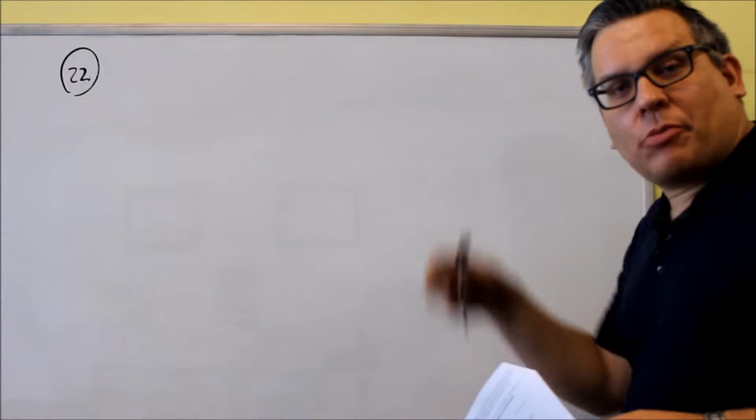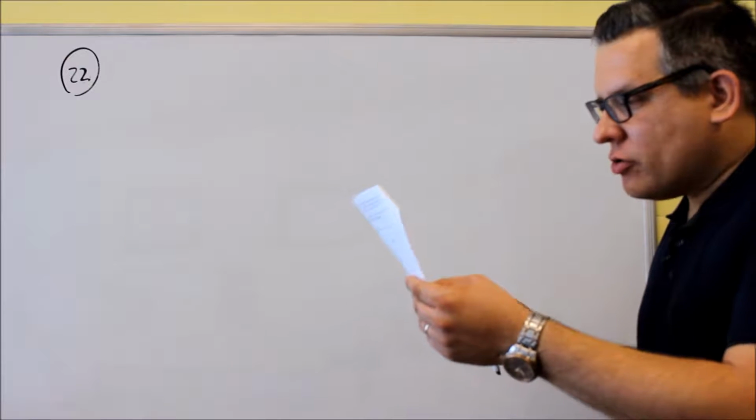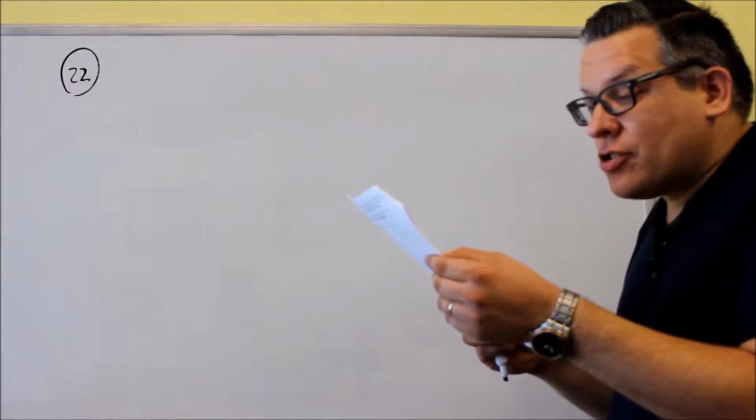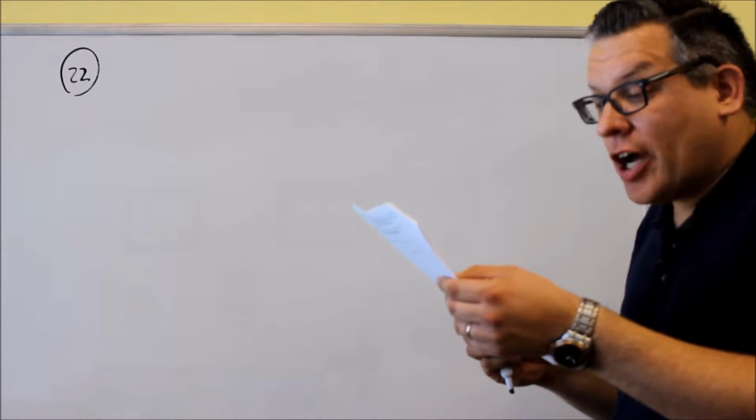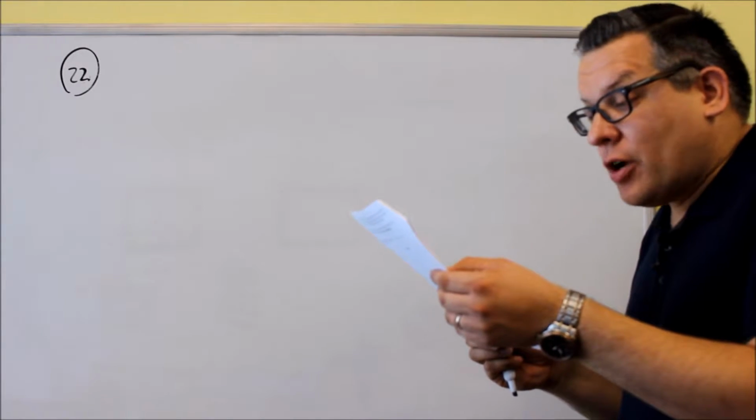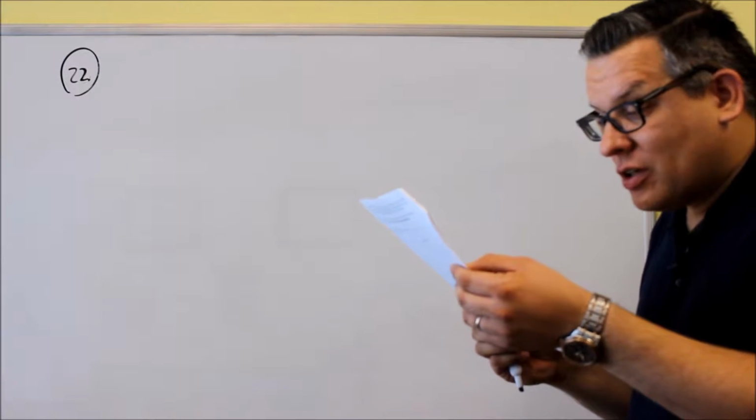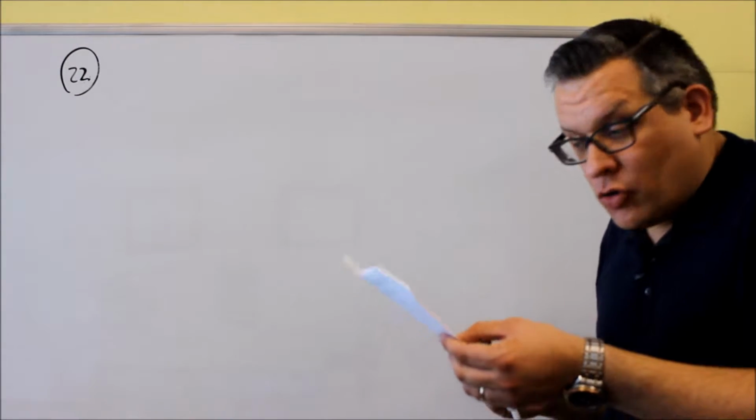Okay, for number 22, I'm going to go ahead and read this to you. You should have a copy of this that you can refer to. So it says, a wall map of the United States has a distance of 8 inches between New Orleans and Chicago, two cities that are actually 912 miles apart. The actual distance between Milwaukee and Seattle is 1940 miles. How far are Milwaukee and Seattle on the map, round to the nearest whole number?